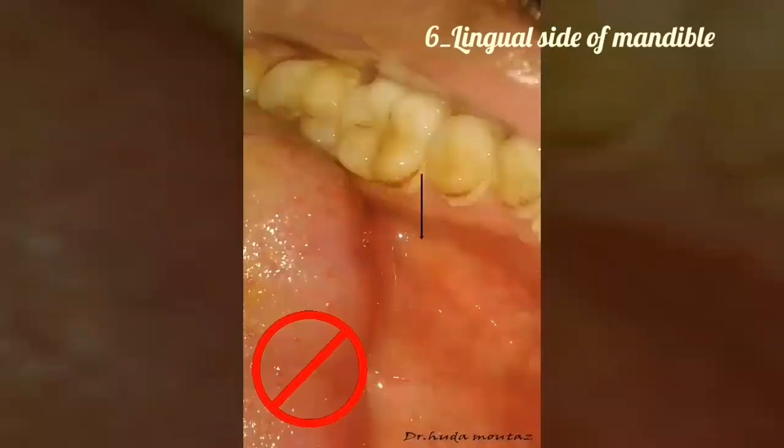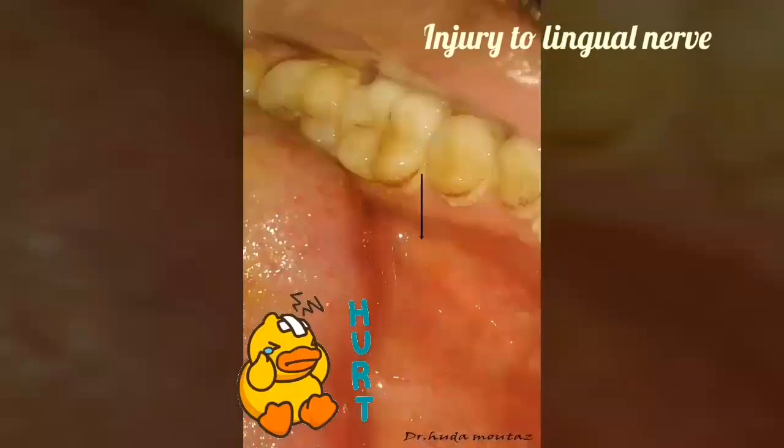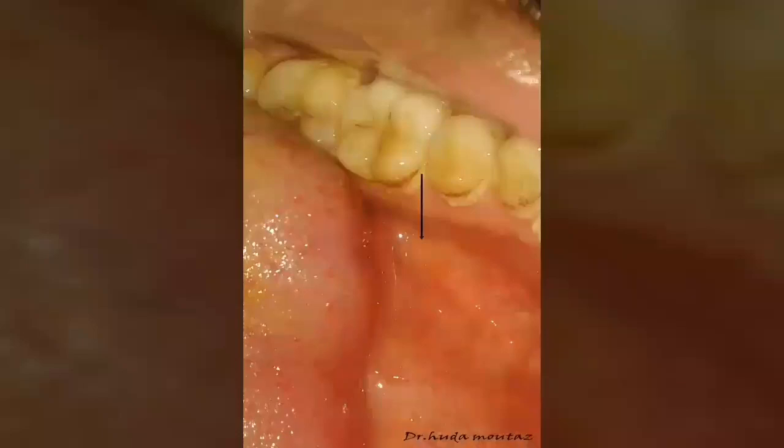Also avoid placing the vertical releasing incision at the lingual side of the mandible, especially posteriorly, because this will cause injury to the lingual nerve and also will cause delayed healing. Okay, so you should avoid placing this incision lingually.